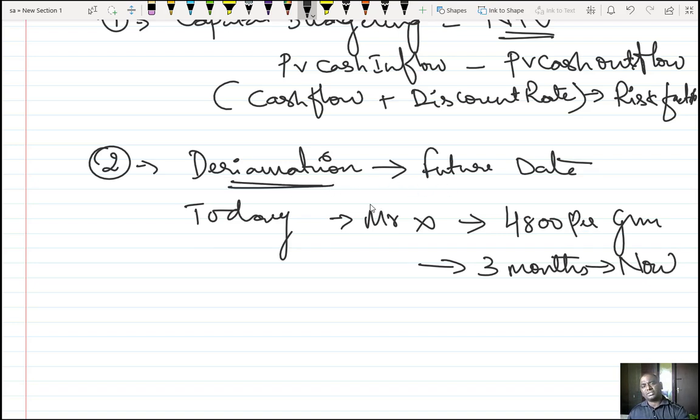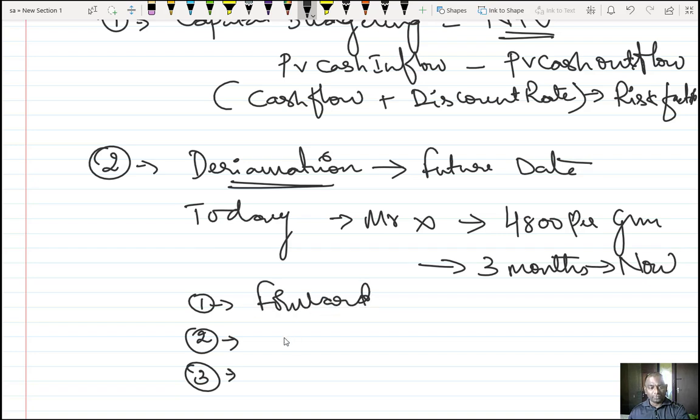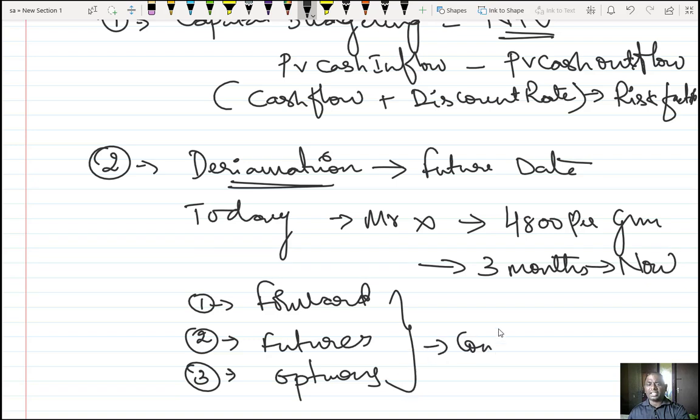Now, why is it called derivatives? That we will come to later. But this is nothing but future contracts. They have given three names: forward, futures, and options. All of these are contracts for the future which are entered into today.